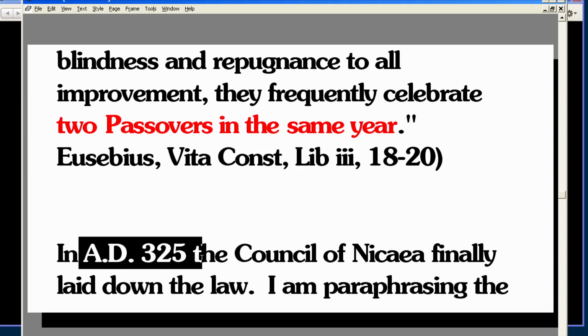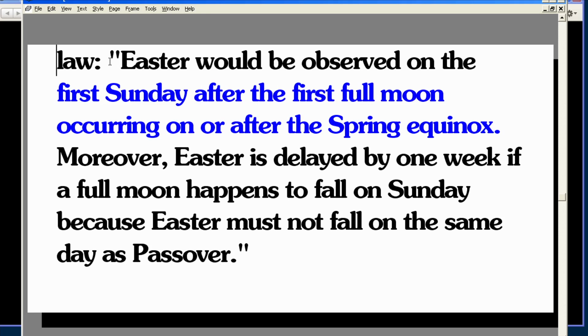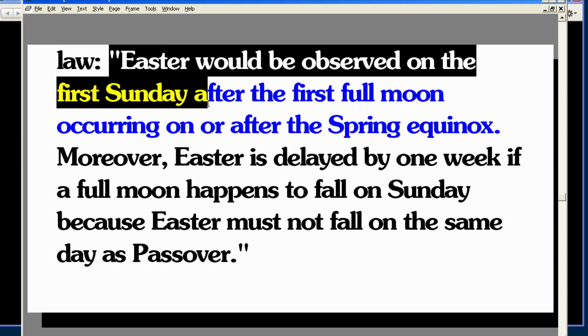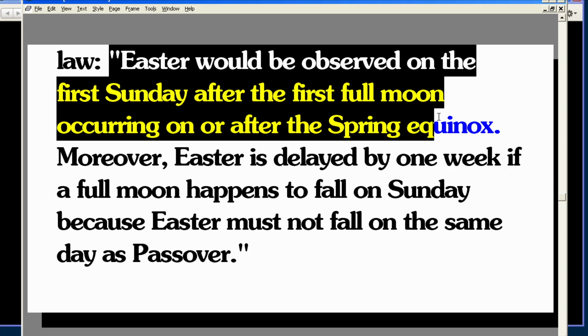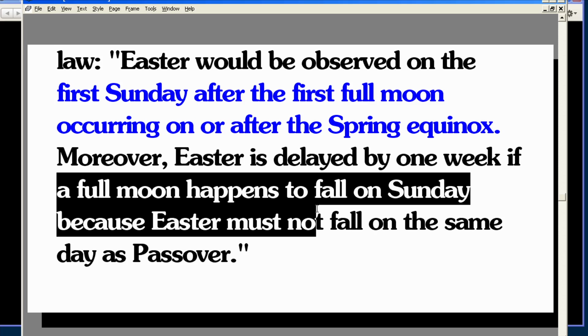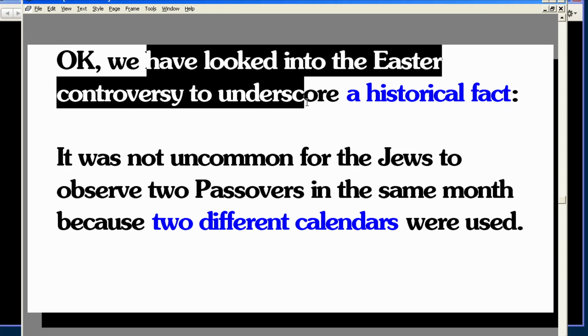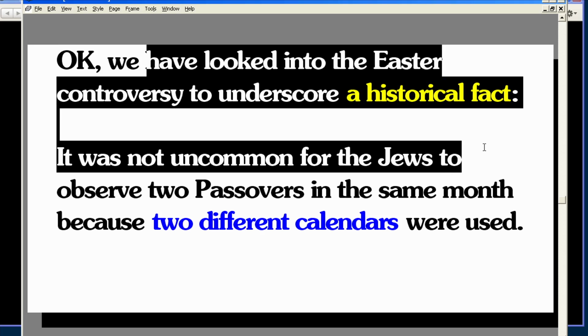Well, in AD 325, the Council of Nicaea finally laid down the law. Now, I am paraphrasing the law, but it goes like this. Easter would be observed on the first Sunday after the first full moon occurring on or after the spring equinox. Moreover, Easter will be delayed by 1 week if a full moon happens to fall on Sunday, because Easter must not fall on the same day as Passover. Okay, we've looked into the Easter controversy to underscore a historical fact.